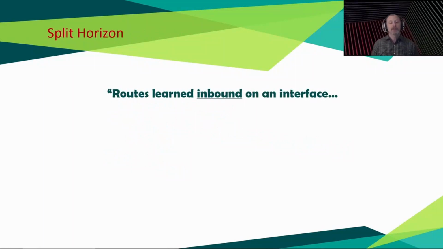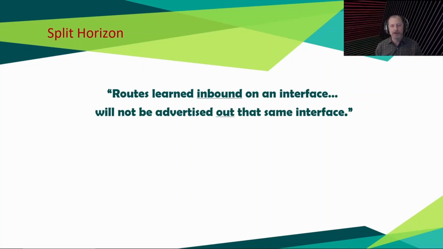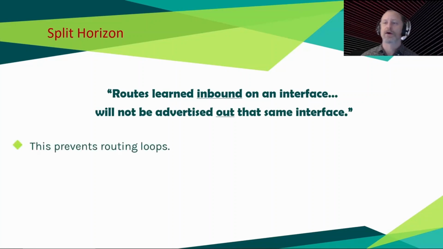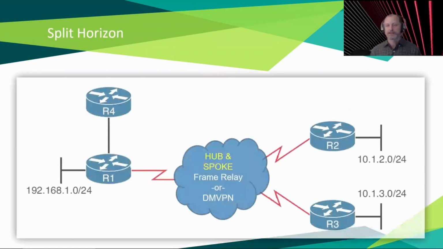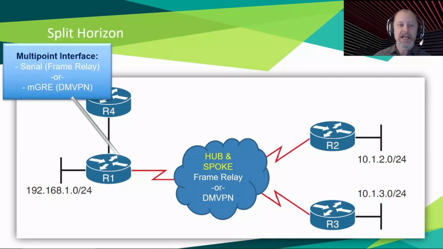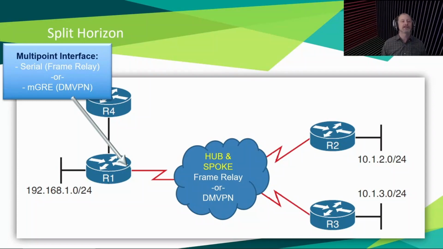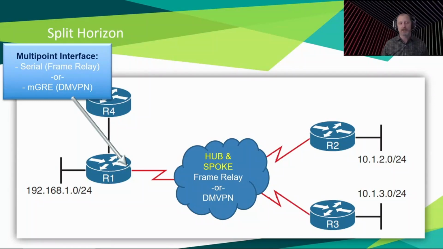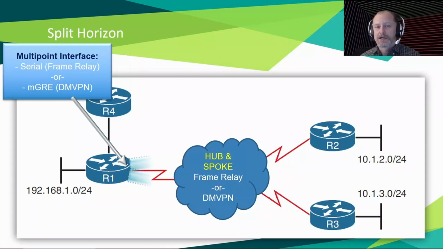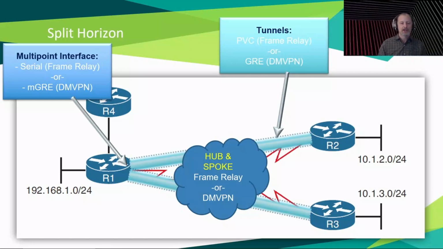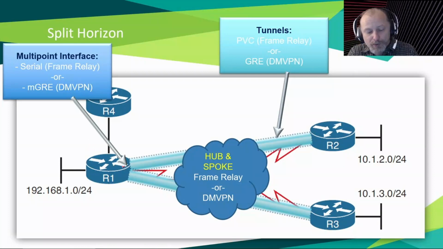So the split horizon rule means routes learned inbound on an interface will not be advertised out of that same interface in order to prevent routing loops. Sometimes this can cause problems though. Okay, so let's look here. All right, so here we have a multi-point interface. Maybe it's a serial frame relay interface, or it's a multi-point GRE tunnel like with a DMVPN setup. Okay. So we essentially have two logical tunnels. So keep in mind, this is a multi-point interface.